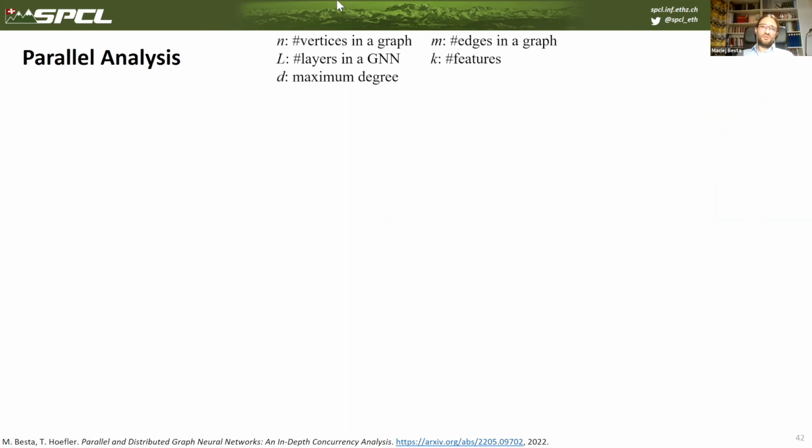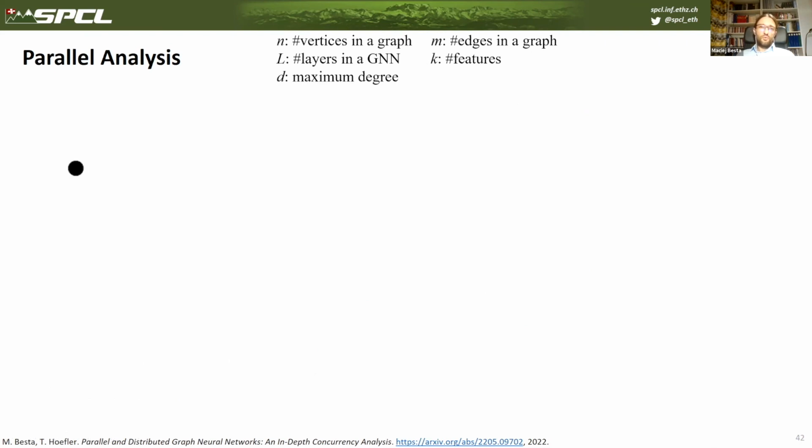Right, so I'm going to use the following notation in the subsequent analysis. N will indicate the number of vertices. It's the standard notation we use in our landscape. M is the number of edges. K is the number of features. Big L is the number of layers in a GNN, so the number of GNN layers. And D is the maximum degree in a given graph.